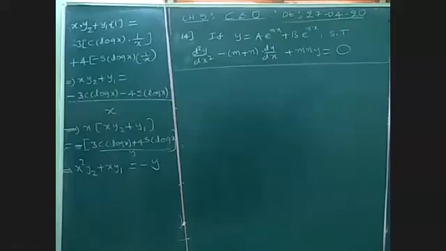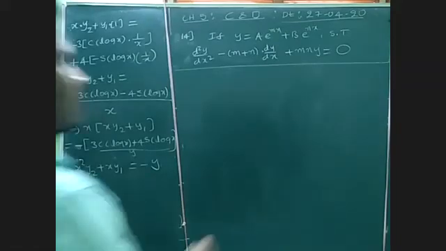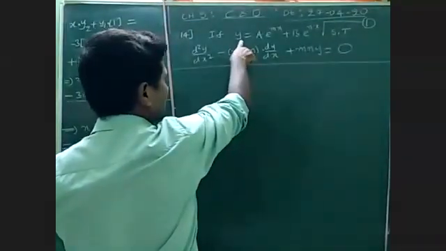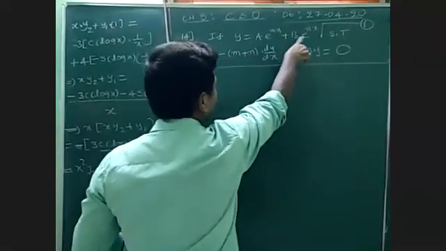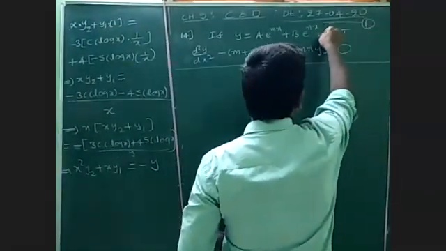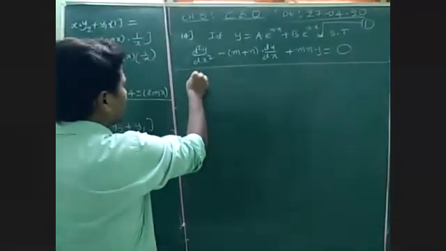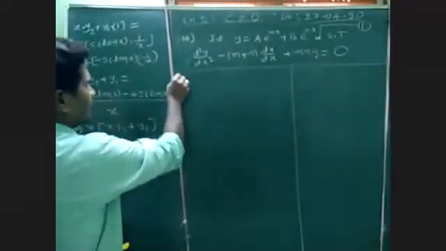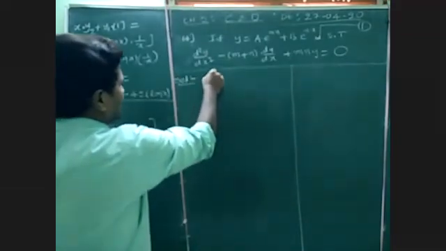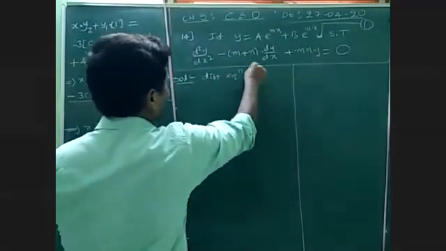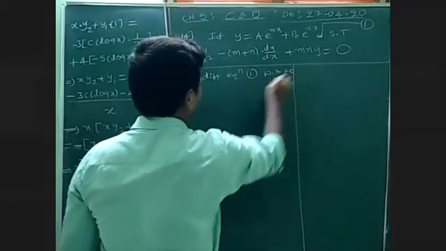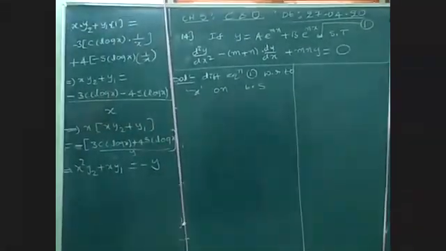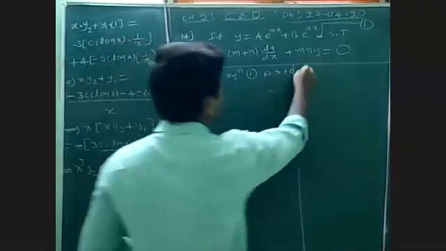Okay. Again, it's easy. Take the given condition. Let us take this as equation 1. Given function as equation 1: y is equal to a e power mx plus b e power nx is equation 1. Now differentiate equation 1 with respect to x on both sides. Okay, equation 1 with respect to x. Simple.